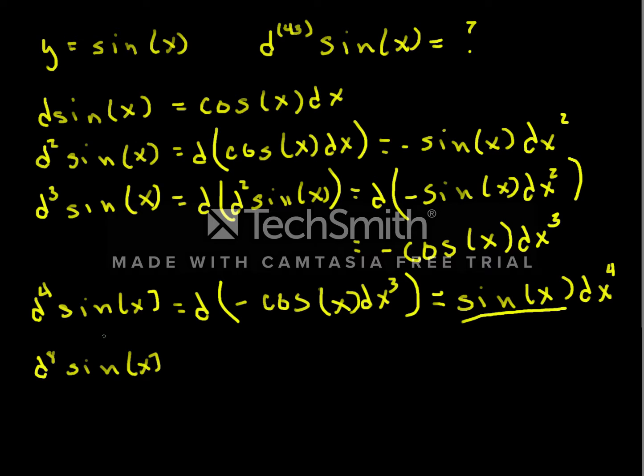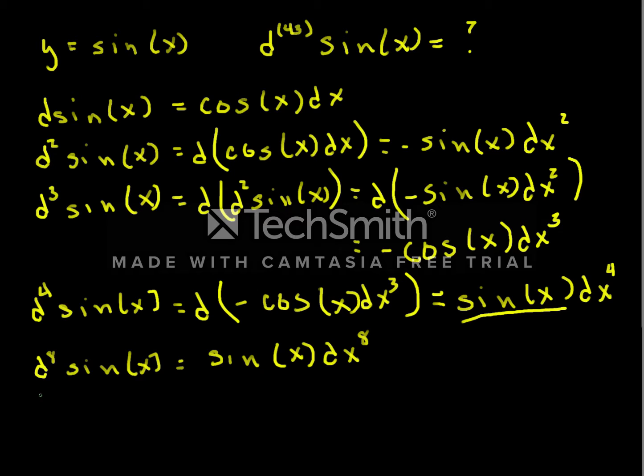Well, if we take the 5th, we'd go to cosine. The 6th would be negative sine. Then the 7th, we'd be negative cosine. And finally, the 8th, we'd come back around, and so we'd be at sine of x. Of course, my differential of x keeps going up, so it'd be dx to the 8th.